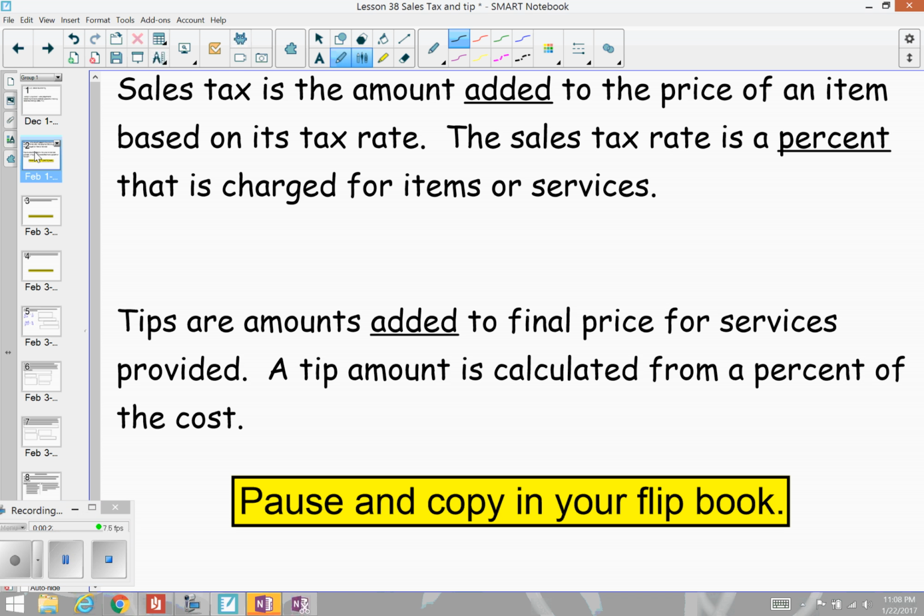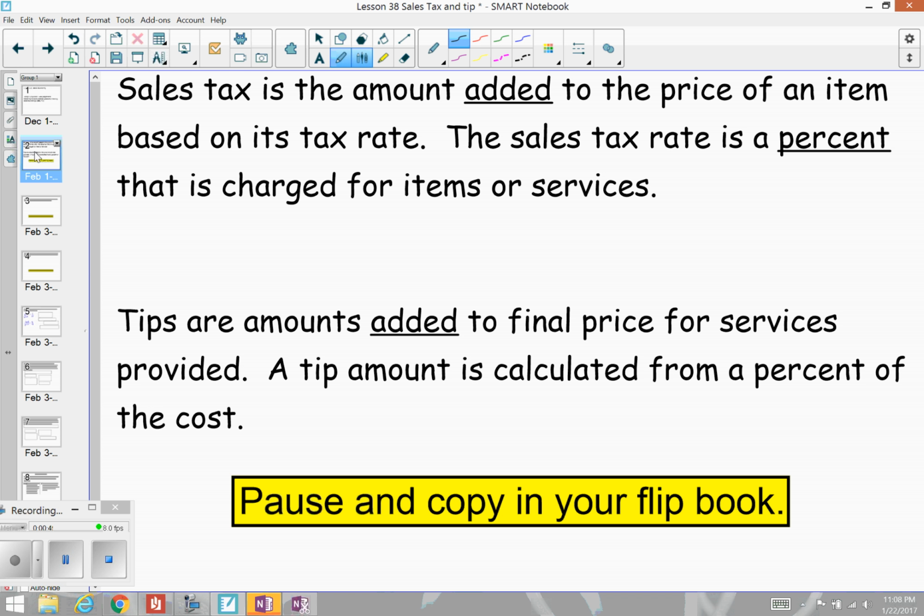So sales tax is the amount that is added to the price of an item based off of its tax rate. The sales tax rate is a percent that is charged for items or services. So for instance, in Virginia where we are, the sales tax rate for most items is 6%. And then we figure out what that value is in dollars and add it to our final amount.